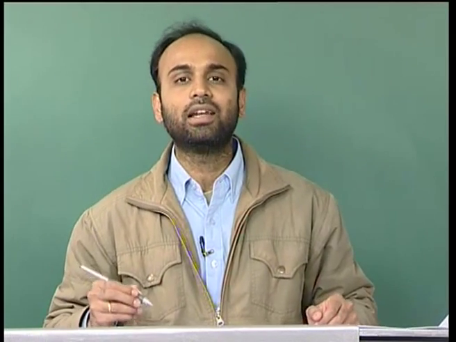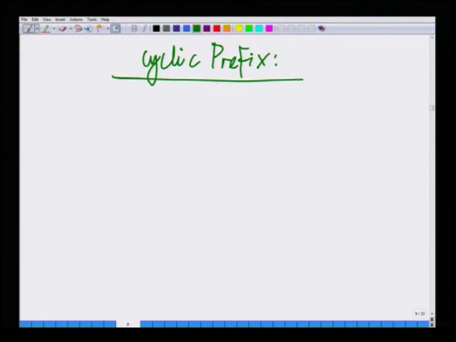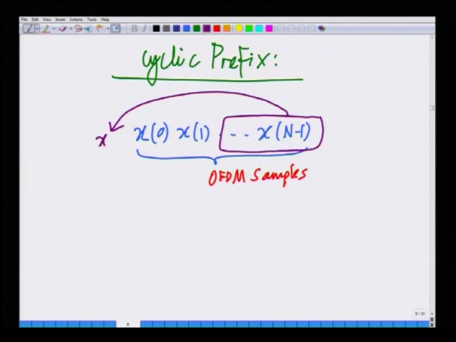Let me come back to talk a little bit more about the cyclic prefix. Now, remember in the cyclic prefix what we are doing is we have a sequence of OFDM samples. What we are doing is taking some of these samples and prefixing them, that is, we have x N minus 1, x N minus 2.